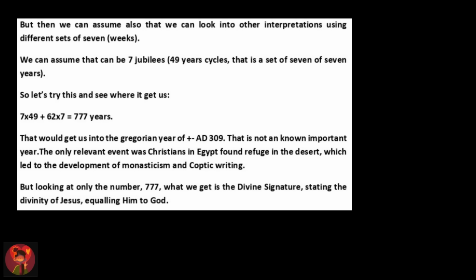The only relevant event was that Christians in Egypt found refuge in the desert, which led to the development of monasticism and Coptic writing. But looking at only the number 777, what we get is the divine signature, stating the divinity of Jesus, equaling him to God.